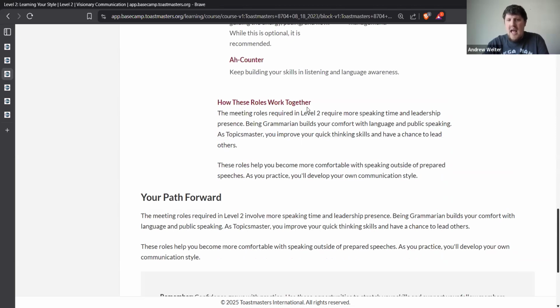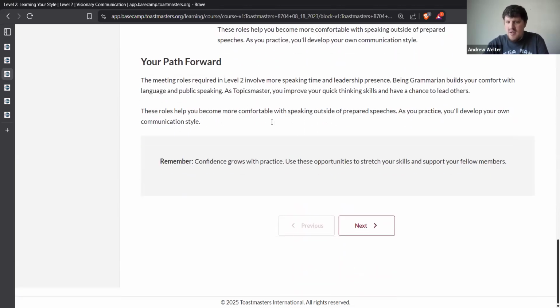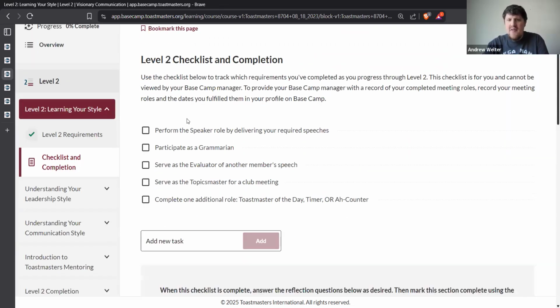And then again, they have the information of how they work together and then the path forward. And then if you go to this second page, you'll have your checklist. Now, the checklist here is a little bit more condensed than the level one, as they just grouped all of the required speeches into one checkbox. But all the roles are here separately.